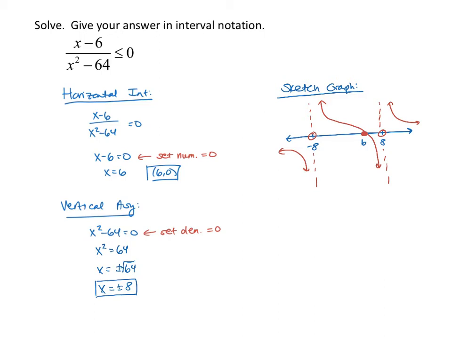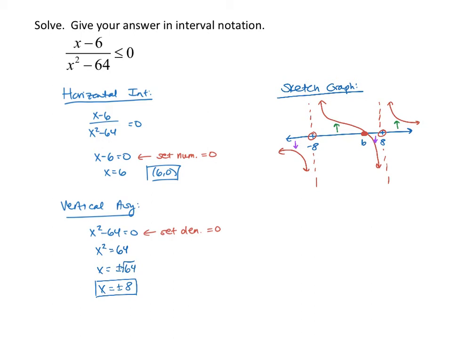So here's what's important for us to look at. On the left side of -8, all of the points on our graph are down below the x-axis. In between -8 and +6, all the points on our graph are up above the horizontal axis. In between 6 and 8, all the points on our graph are down below, and then to the right of 8, all of the points on our graph are up above.